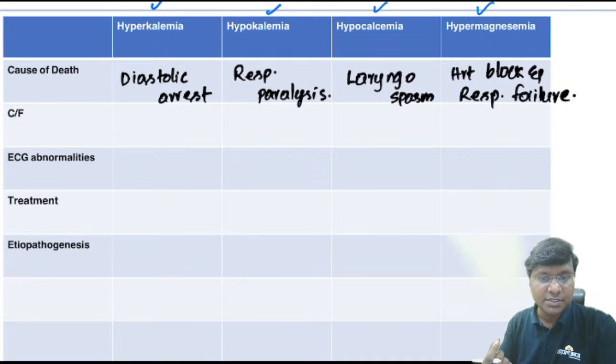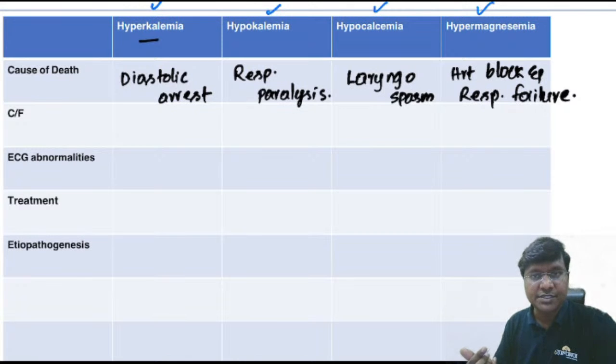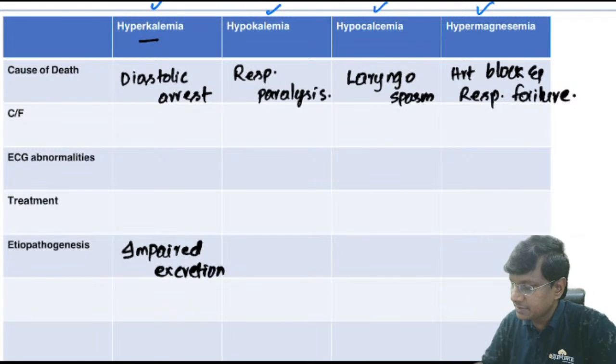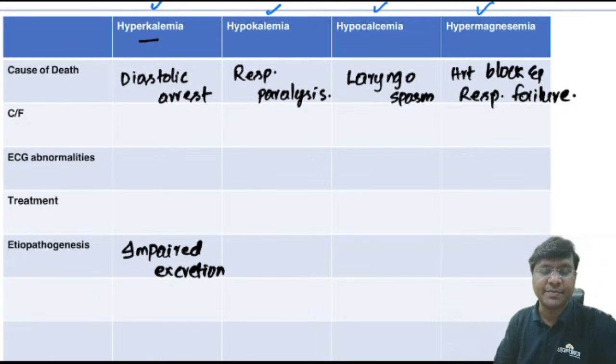Now let us talk about the etiopathogenesis, in the sense of how these electrolyte abnormalities occur in renal pathology patients. First is hyperkalemia. Why does hyperkalemia occur? Hyperkalemia occurs because there is impaired excretion of potassium in renal failure patients. So the etiopathogenesis is impaired excretion; that will be the cause for hyperkalemia in renal failure, that is, impaired excretion of potassium.